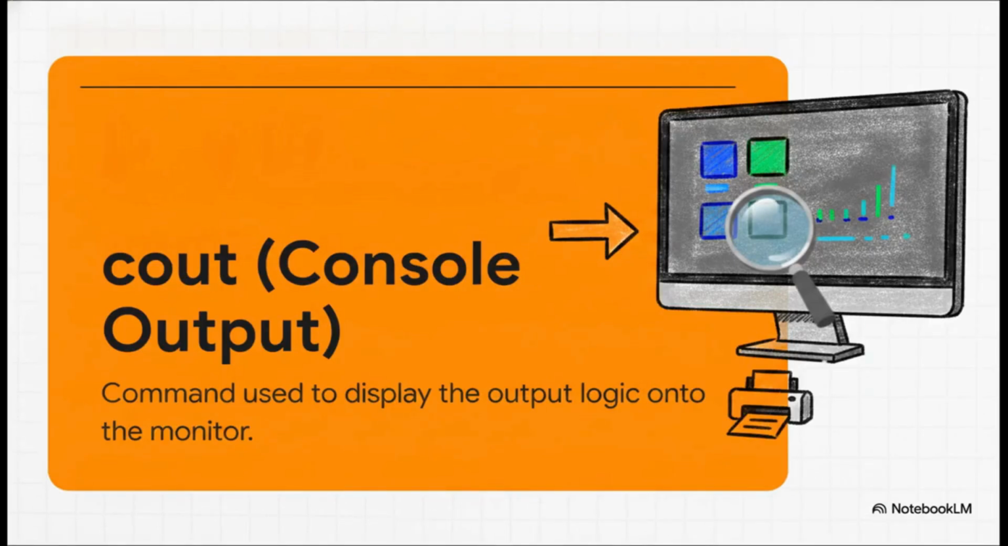Now, on the flip side of that, we have cout, which stands for console output. So if cin is listening to the keyboard, cout is doing the talking to the monitor. This is your outward-facing command. Once your program has taken in the data, crunched all the numbers, and generated a result, it needs a way to show its work, right? Well, cout takes that internal logic and effectively pushes it straight onto the user's screen. It's exactly how your program communicates its final answers to the outside world.